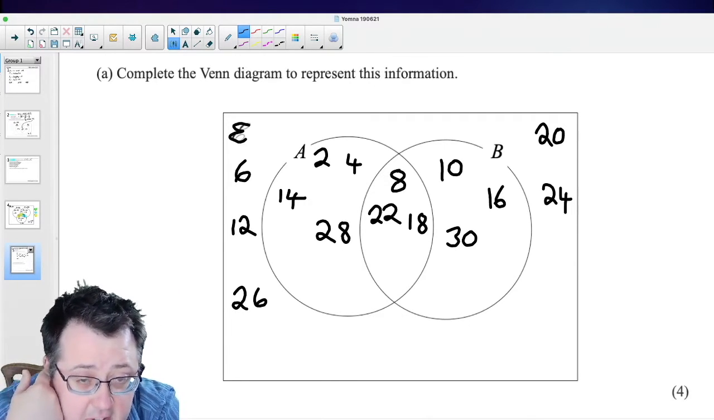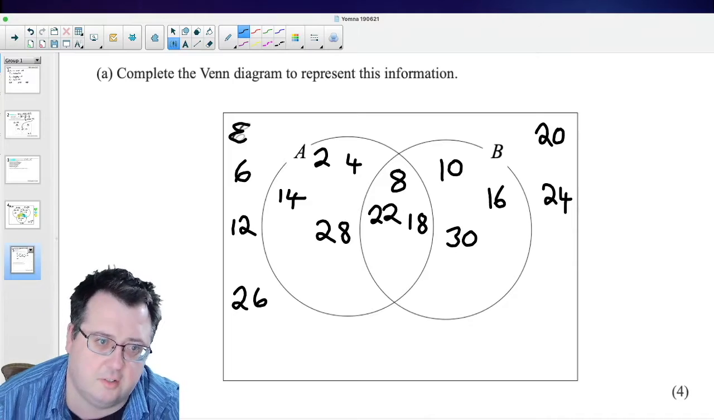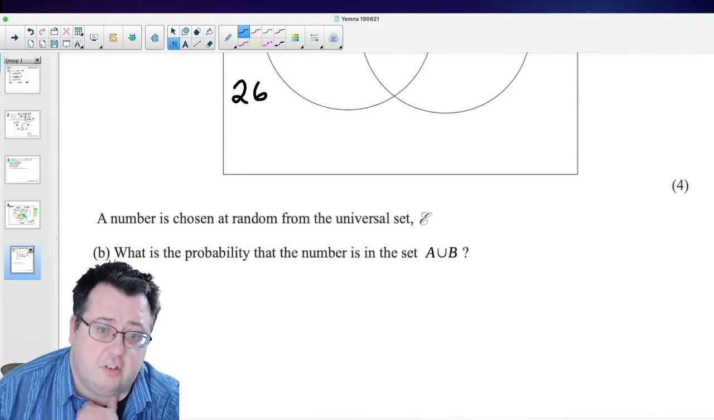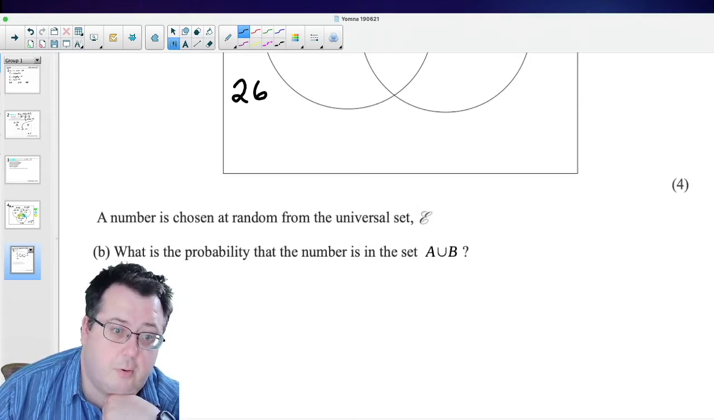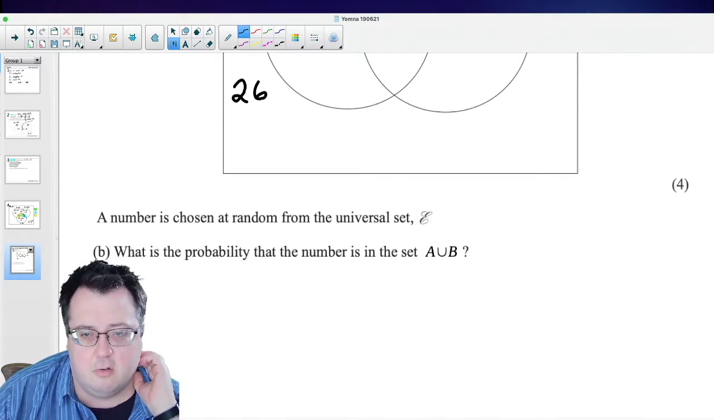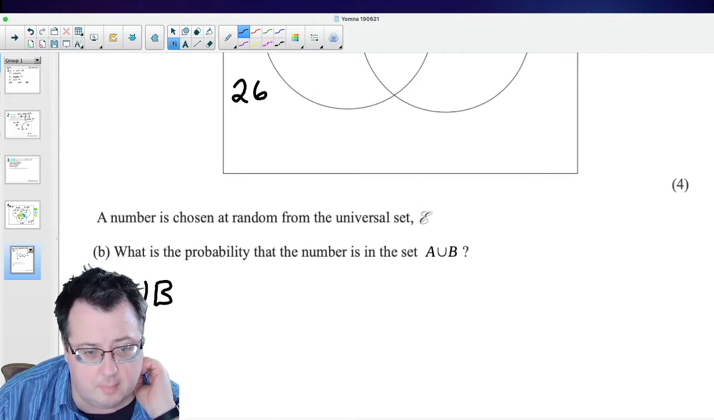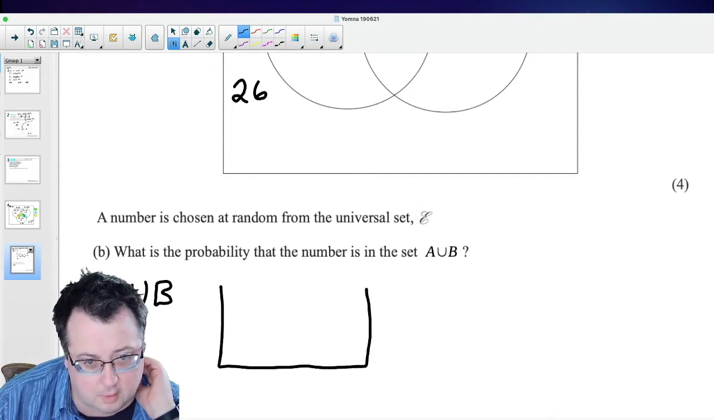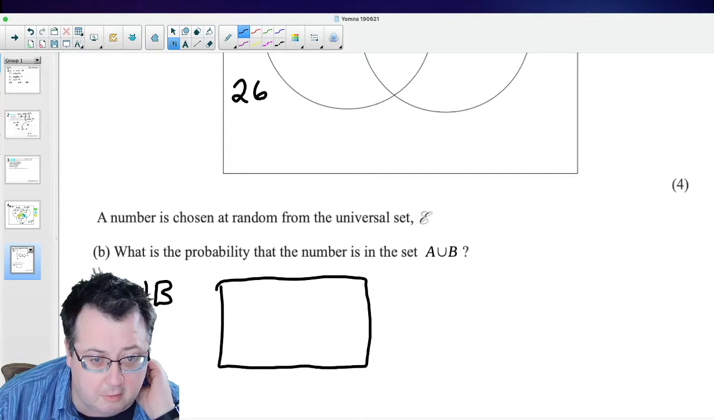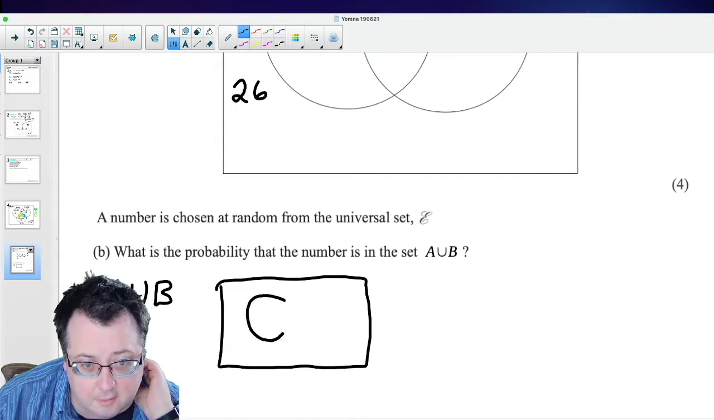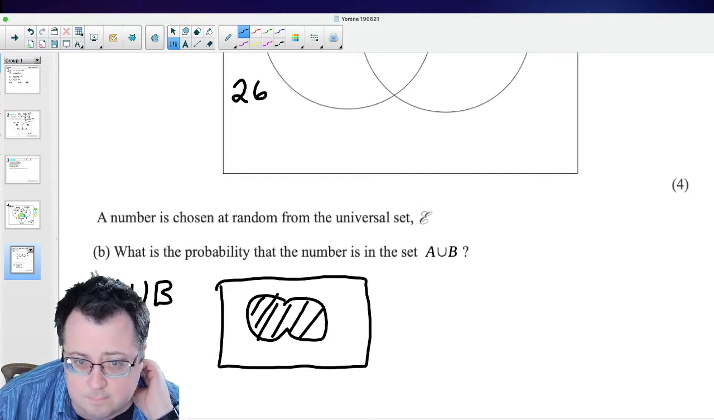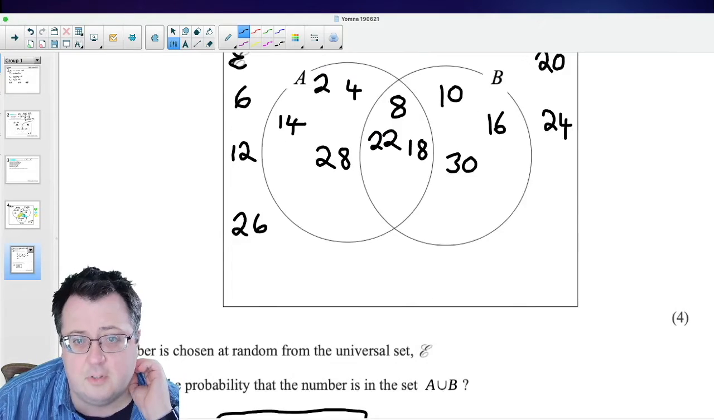Any problems with that so far? No. Good. A number is chosen at random from the universal set. What is the probability that the number is in A union B? So A union B, if you recall from the pictures that I showed you at the beginning, is everything inside both A and B. Yeah?